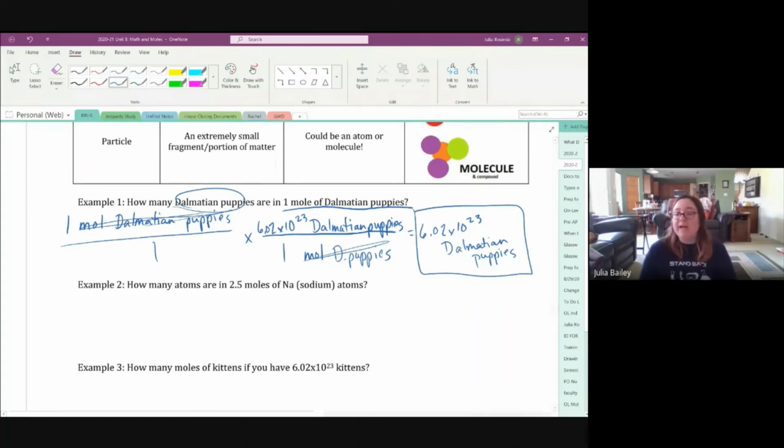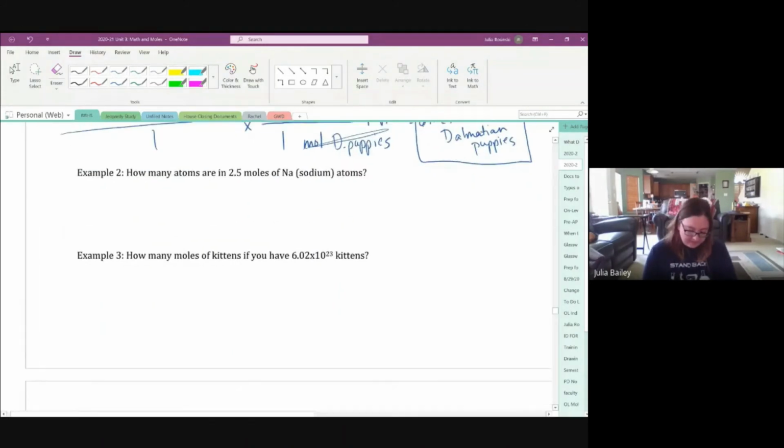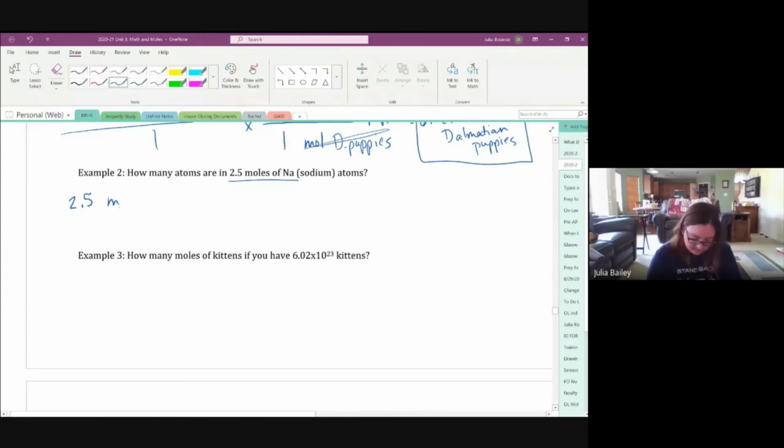Example 2. How many atoms are in 2.5 moles of sodium? Again, look at this thing they gave you. That is your given that you're going to start with at the beginning. You can write that over 1 if it makes you more comfortable to multiply fractions. If the first thing is written as a fraction, you don't actually need that over 1. If you don't want it, that's fine. It's not going to change anything. Some people are just more comfortable writing that over 1, so I thought I'd throw it out there.